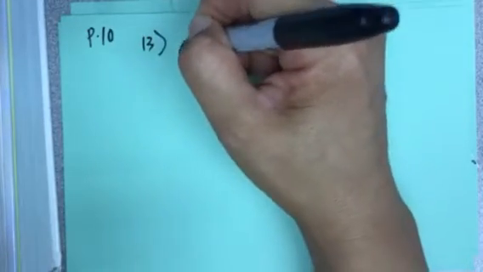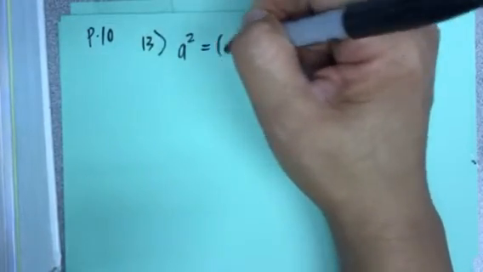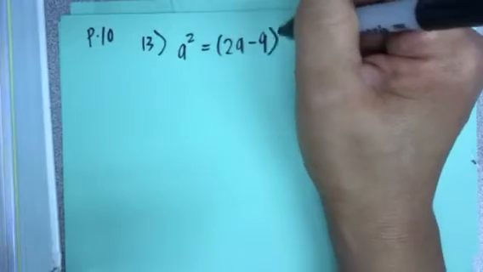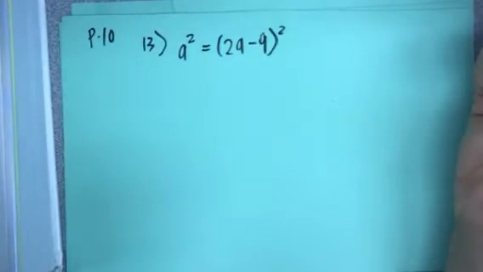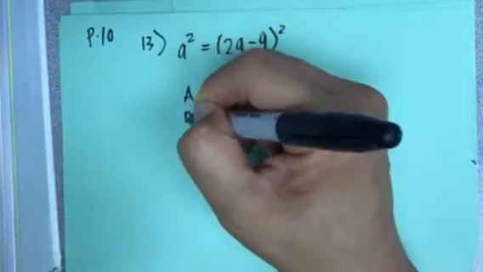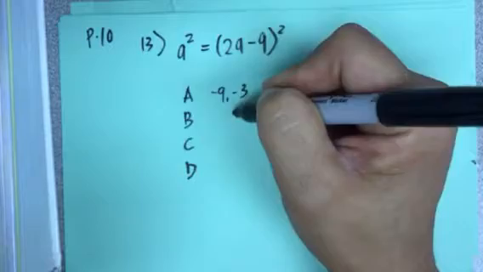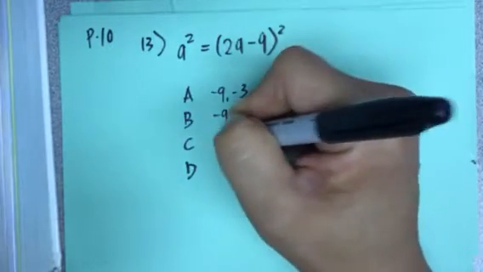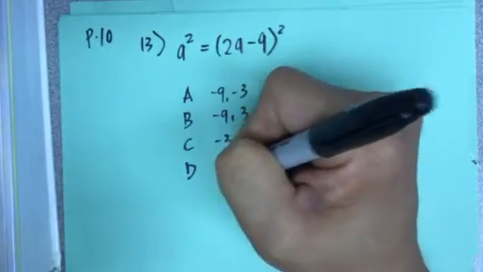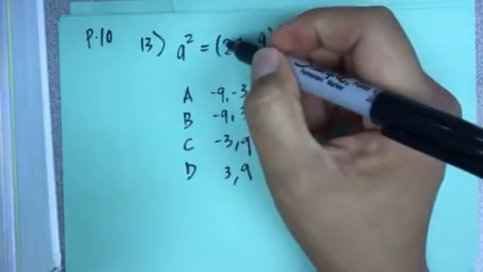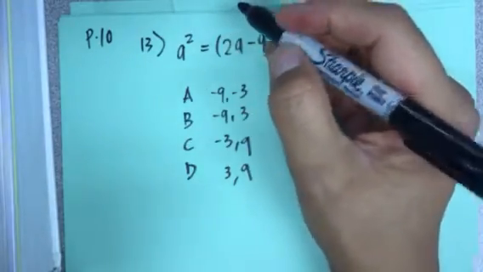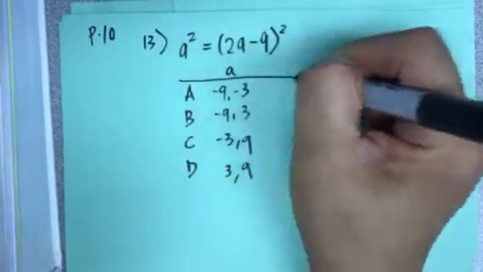Okay, so for number 13, it says if a squared equals (2a minus 9) squared, which of the following includes all the possible values of a? The choices are -9, -3, -9 and +3, -3 and +9, and 3 and 9. All of these are possible values of a, so let's label our answers.